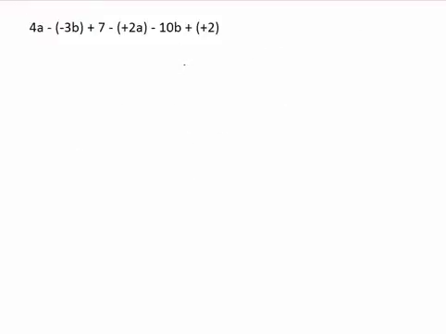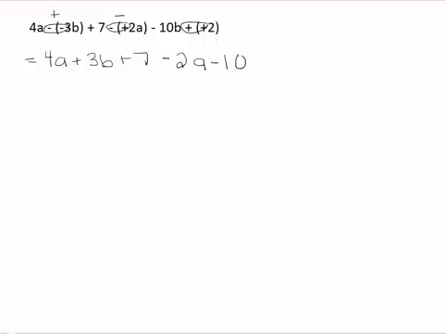Moving on to example 2, we work through the same steps again. First we need to simplify the signs if necessary. As you can see, we do have a few signs that we will need to simplify. So we'll start there. 4a, we know this becomes a positive, plus 3b, plus 7, this will become a negative, minus 2a, minus 10b, and this becomes a positive, plus 2.